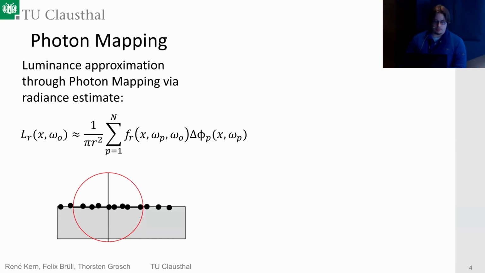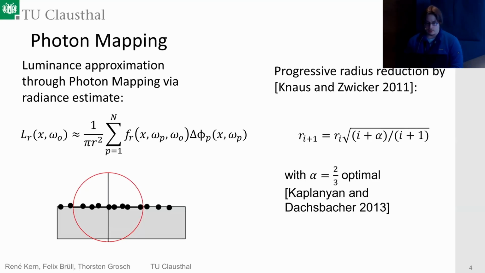For Jensen's original photon mapping, the radius is fixed, and this can lead to some problems, as a bigger radius can lead to very slowly converging images. Luckily, this was fixed by progressive photon mapping from Hachisuka and colleagues. And we used further developments by Knaus and Zwicker, where they reduced the radius progressively with each iteration using this formula. I is the iteration number, and alpha is a value between 0 and 1. And Kaplanyan and Dachsbacher showed that an alpha value of 2/3 is optimal.